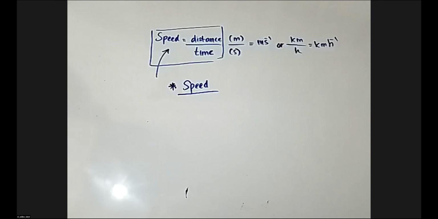Question number 2. Okay, I'll repeat the previous question again. Listen carefully and write down. A motorcycle travels 150 meters within 10 seconds. Find its speed.